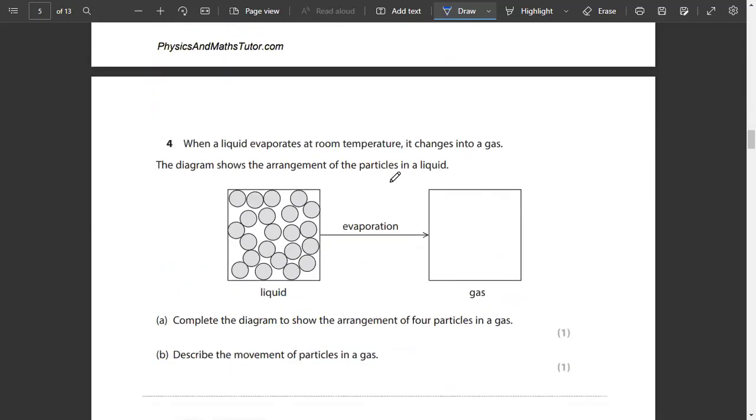क्वेश्चन नंबर 4 को देखते हैं. When a liquid evaporates at room temperature, it changes into a gas. तो हम क्या कह रहे हैं? ये liquid है and it is changing into a gas. The diagram shows the arrangement of particles in a liquid, and now it is going to change into a gas. I guess we'll have to draw 4 particles of gas. एक यहाँ पे और एक यहाँ. All you have to do, just carefully read the question, whether it's asking for 6 particles, 4 particles, 5 particles, वो सारा आपने चेक करना होगा.